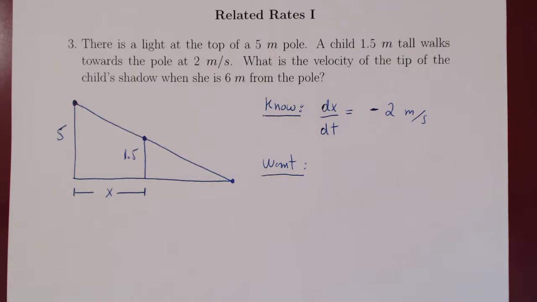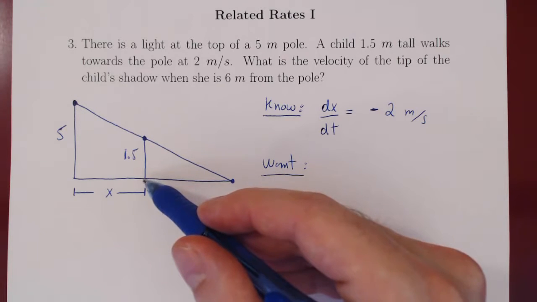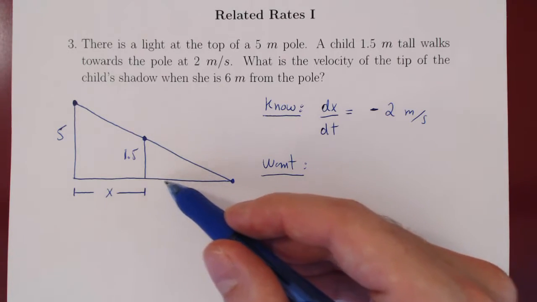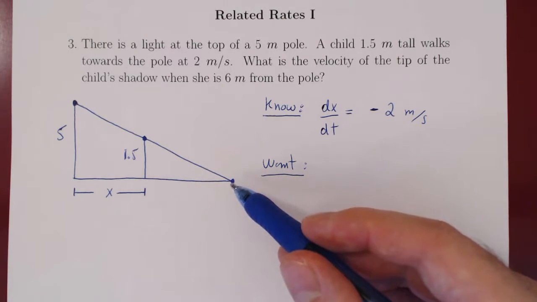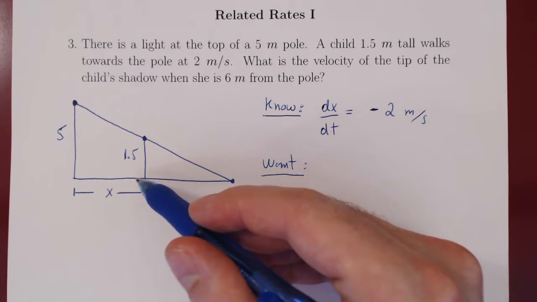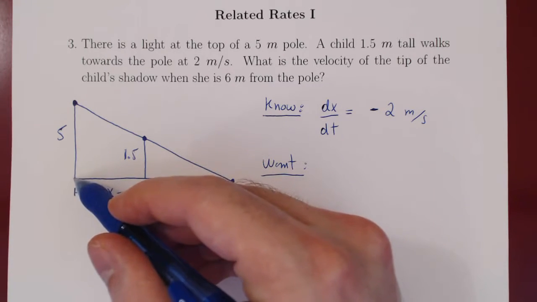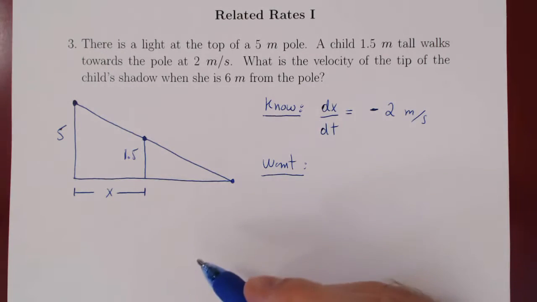When you want the velocity of an object, you have to have as a point of reference a fixed point, a point that is not moving. But if you take this point right here as your reference point for the tip of the shadow, this is wrong because this is not a constant point. As time goes on, this will be moving. So your reference point must be the position of the pole.